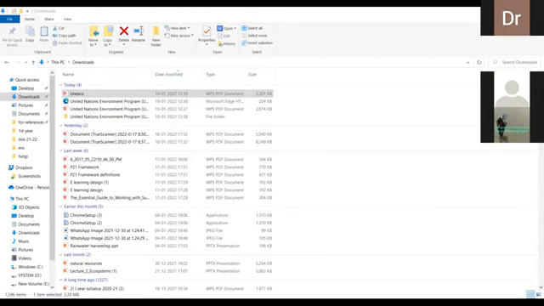Okay, the second one is UNESCO. Anyone, the full form of UNESCO? UNESCO means any idea? United Nations Educational, Scientific and Cultural Organization.